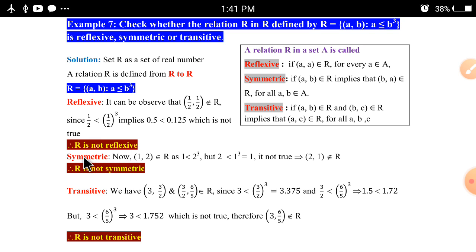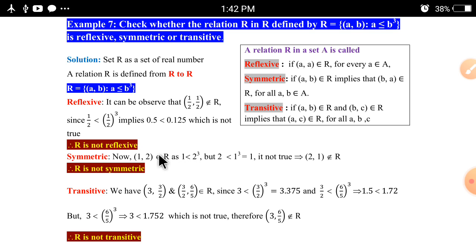And then we'll go to symmetric. Now, (1, 2) belongs to R. 1 and 2 are real numbers, no doubt it belongs to R. Applying the definition, what is the definition? a is less than or equal to b cubed. Here, apply 1 less than 2 raised to 3. So 1 is less than 8, which is right? Yes, exactly, it is right. 1 is always less than 8.